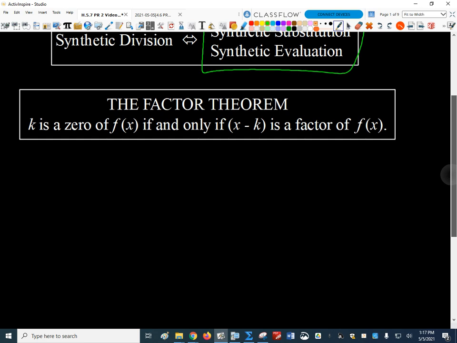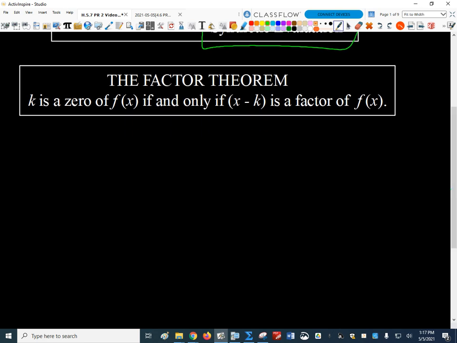More importantly, this led us to the factor theorem, which says if k is a zero of f of x, then x minus k is a factor of f of x. And notice we use if and only if. K is a zero of f of x if and only if x minus k is a factor of f of x. If and only if means that this is a biconditional statement, like a two-headed arrow. The arrows go in both directions, so you could start at either place. These two facts always go hand in hand. They always go together, okay?